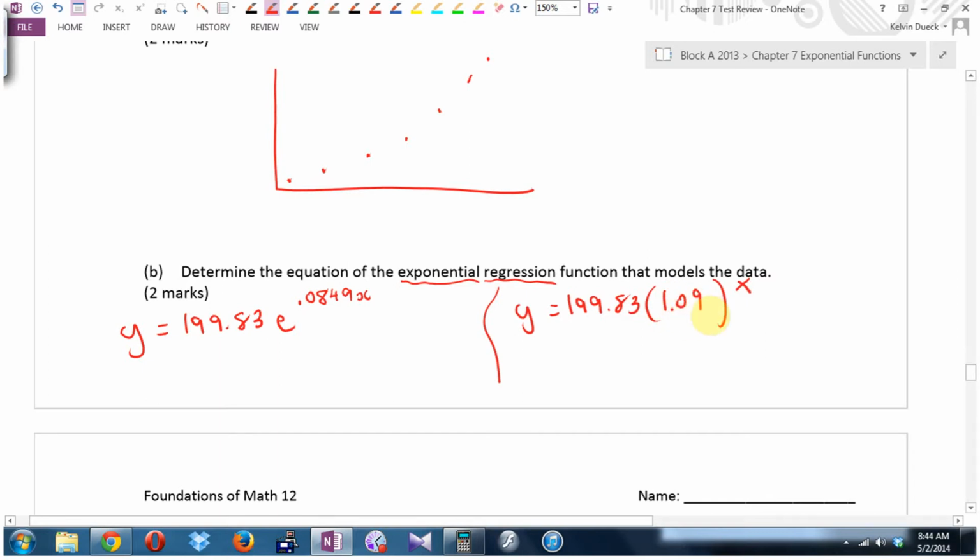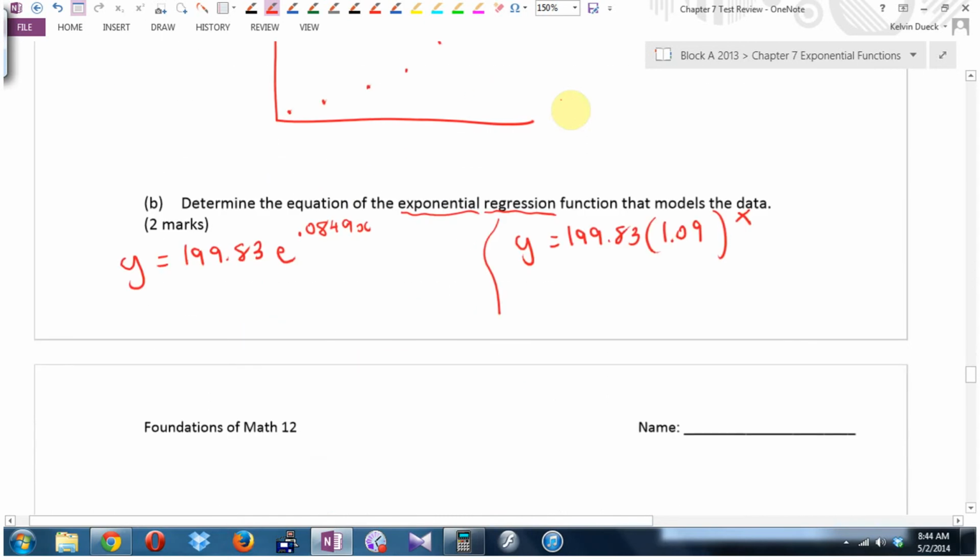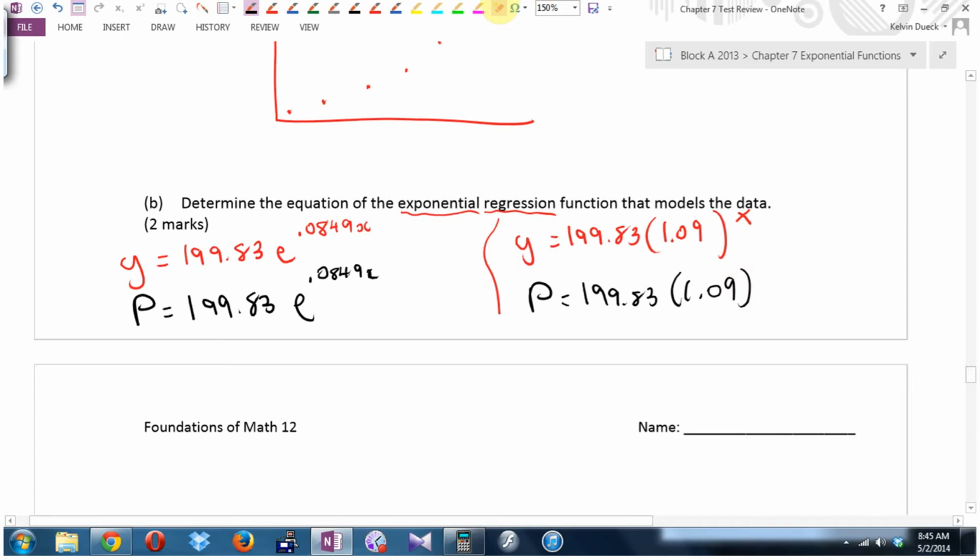I would take that. Now the only thing is I don't like using x's and y's. On the x-axis is t, time. And how about p for population? I would probably write it this way: P equals 199.83 e to the 0.0849t, or P equals 199.83 times 1.09 to the t. Why did I go x, Mr. Dueck? I said I wanted to use a t there, sheesh.